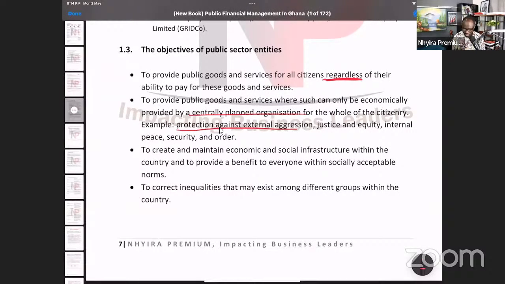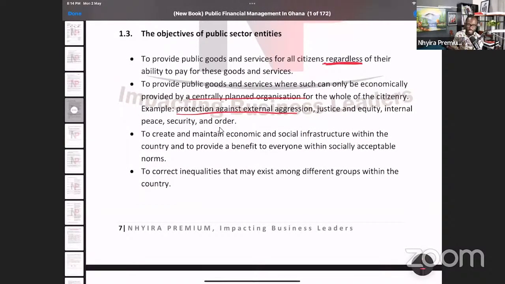But that is it. Three, to create and maintain economic and social infrastructure within the country and to provide a benefit to everyone within socially acceptable norms. That is another objective for public sector entities. Provide us with infrastructure facilities, roads, hospitals, everything else, so that we can live socially at the end of the day.